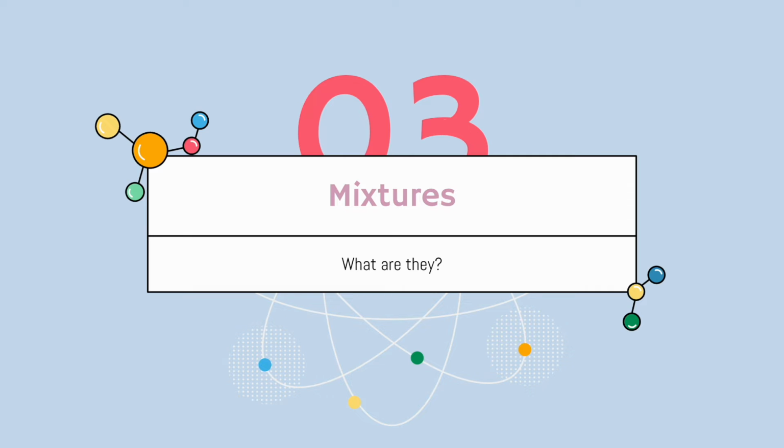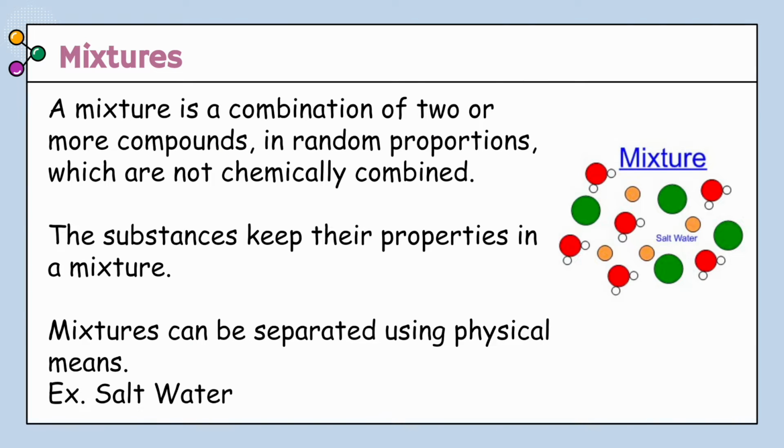Next, what are mixtures? A mixture is a combination of two or more substances in random proportions. In compounds, they're in fixed proportions, whereas in mixtures, it's in different random proportions, and they're not chemically combined, they're physically mixed together. And since they are physically mixed together, they can also be separated using just physical means, and the substances do keep their properties in a mixture.